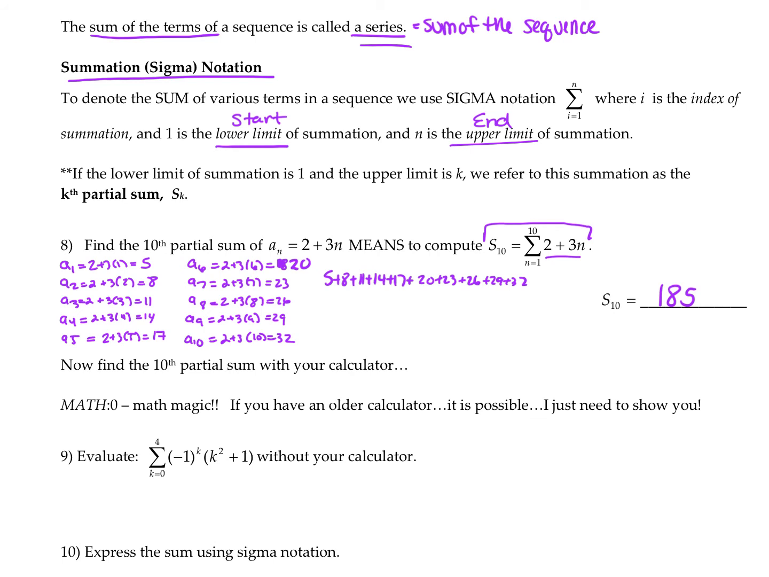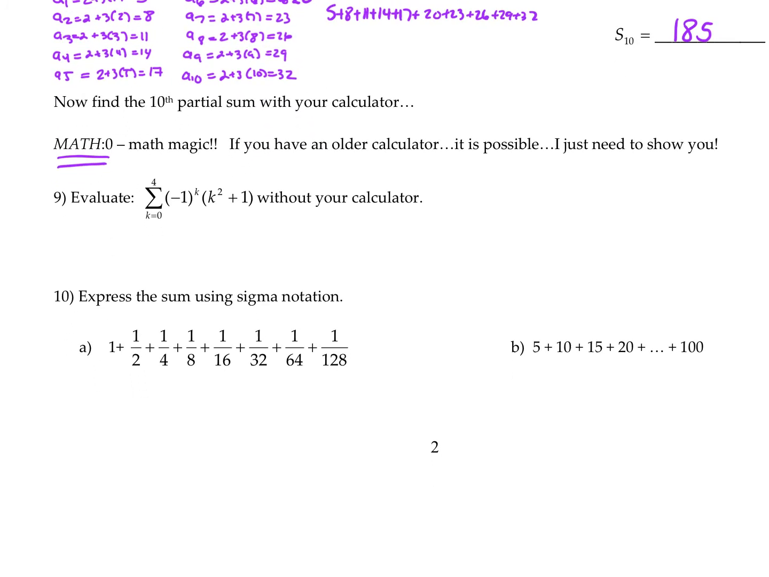Now, that's kind of a pain to do, especially if we want to sum something with more than 10 terms. If you go to Math 0 on your calculator, you can type in the summation notation yourself, and I can show you how to do this if you're watching this video. So come ask me in class.